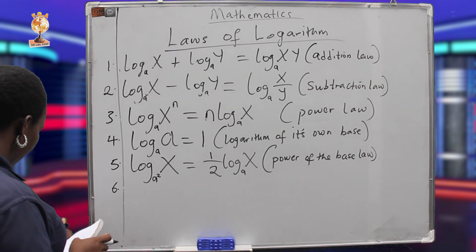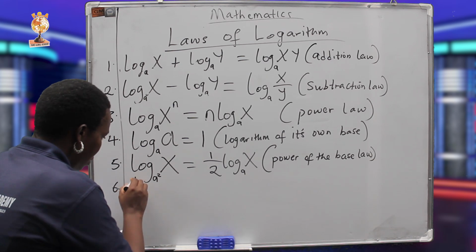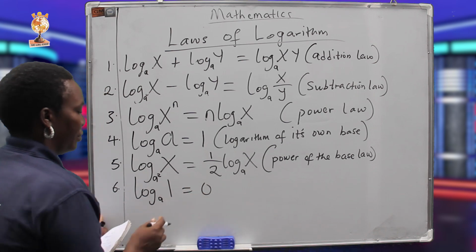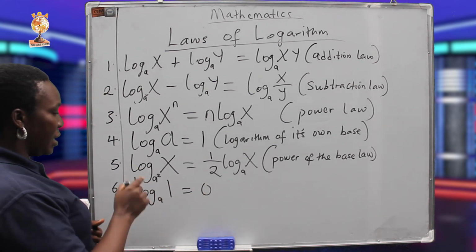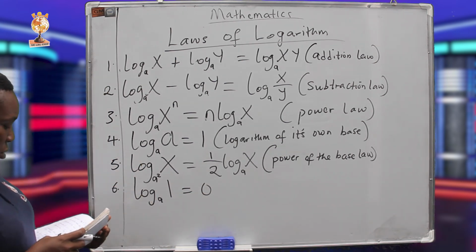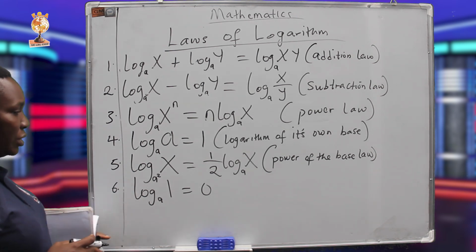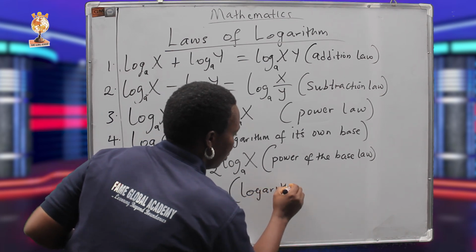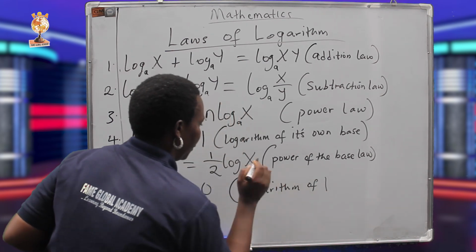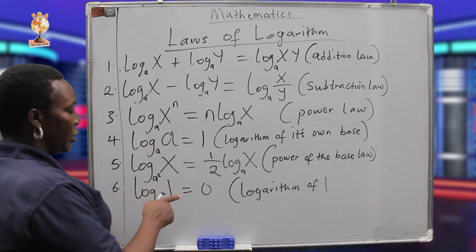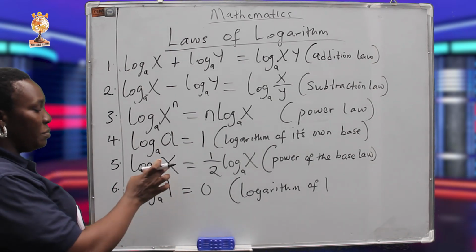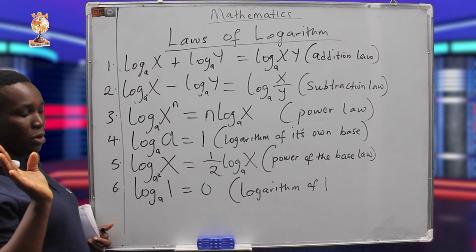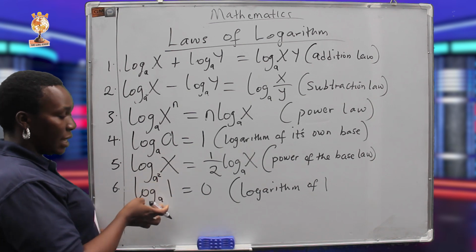Law number 6 says that log 1 base a is equal to 0. This law is called logarithm of 1. Now this is telling you that so long as the logarithm is 1, whatever the base is, just know that your answer is 0. Okay, if you have log 1 base a, the answer is 0.